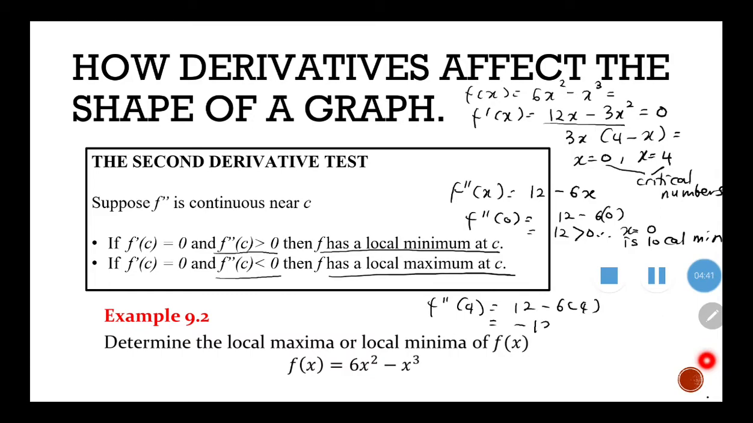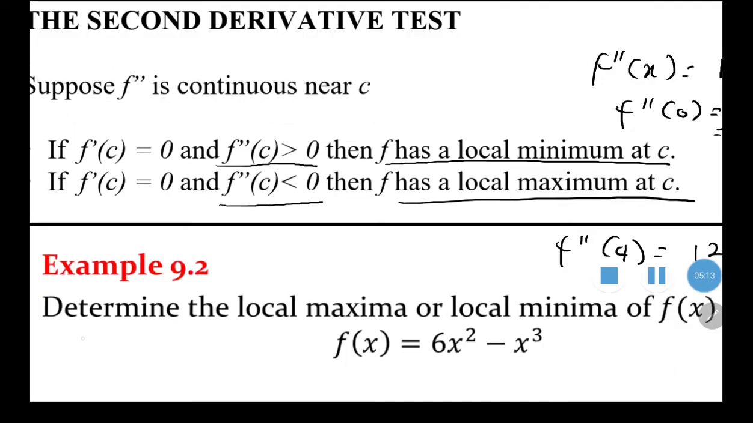you will get minus 12. Minus 12 is less than 0. If less than 0, so x equal to 4 is a local maximum. Okay, so now we have determined whether x equal to 0 or x equal to 4 is a local minimum or local maximum. Now we want to find the value when, okay, I'm going to write this down.